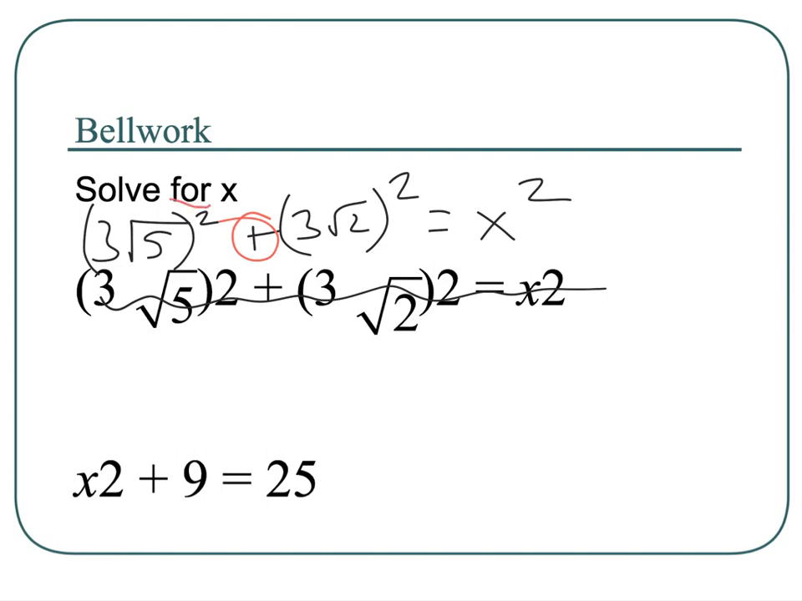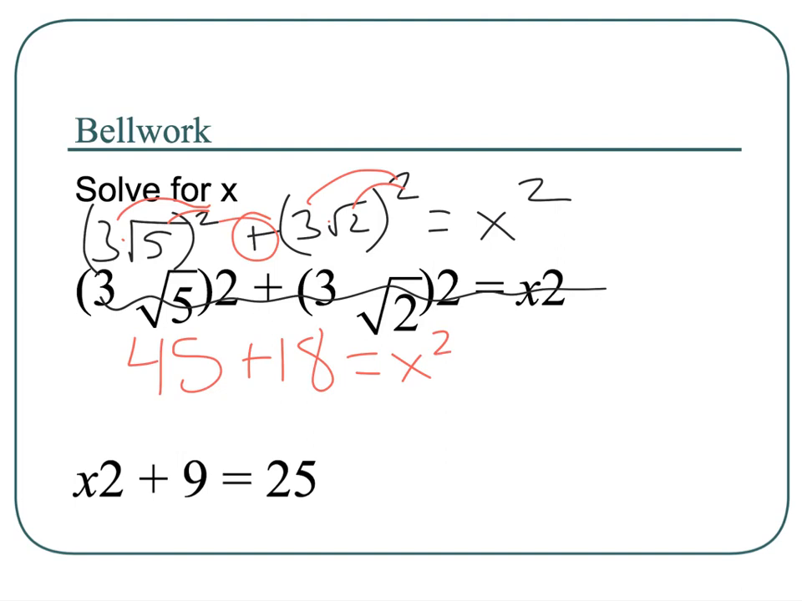What we got to do is we got to first square these individual parts. So we're going to distribute those squares because we got two pieces that are multiplied together here, right? That's what's implied as this is multiplication. So 3 squared is 9, and root 5 squared is 5. 9 times 5 is 45. Plus 3 squared is 9 times root 2 squared is 2. 9 times 2 is 18, and that equals x squared.